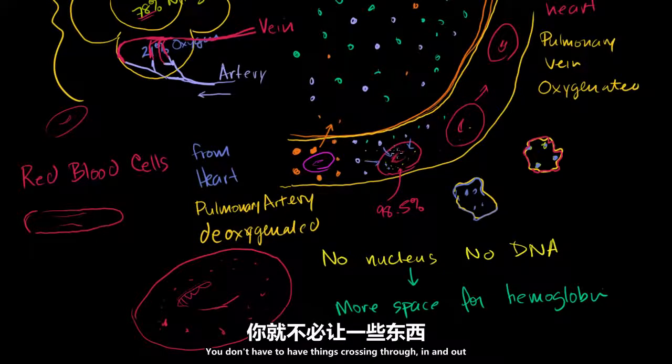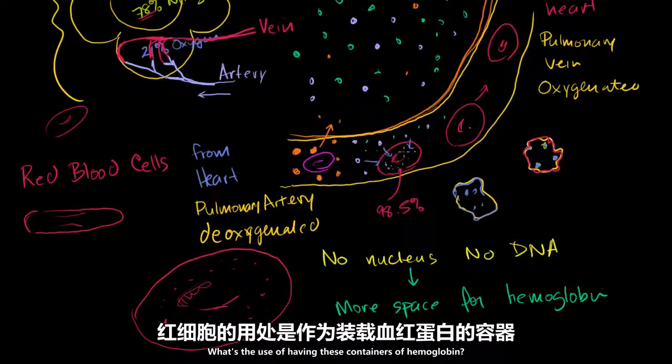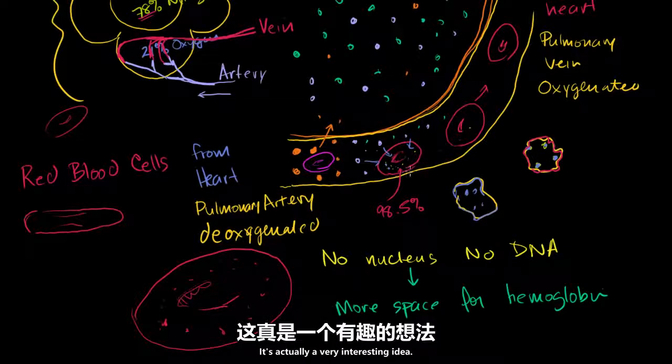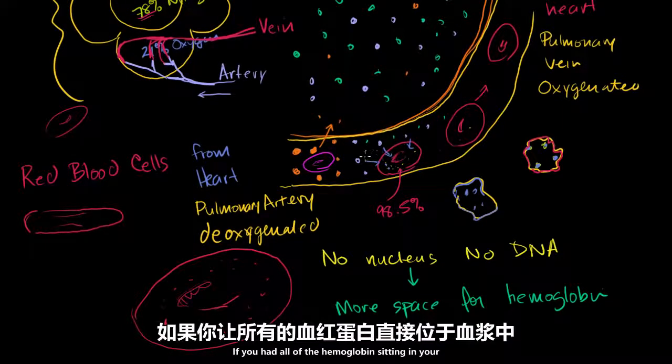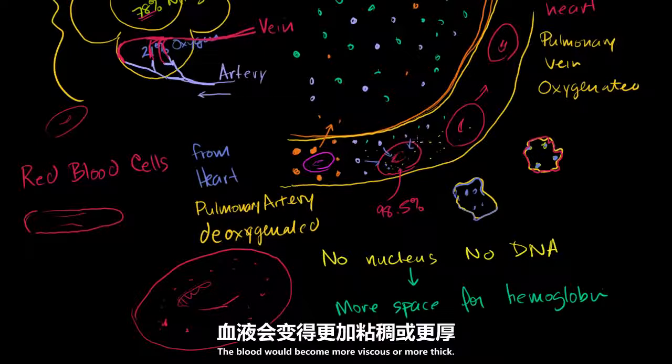You don't have to have things crossing in and out of these red blood cell membranes. You wouldn't have to make red blood cells. What's the use of having these containers of hemoglobin? It's actually a very interesting idea. If you had all of the hemoglobin sitting in your blood plasma, it would actually hurt the flow of the blood. The blood would become more viscous, or more thick. It would become, I don't want to say like syrup, but it would become thicker than blood is right now.